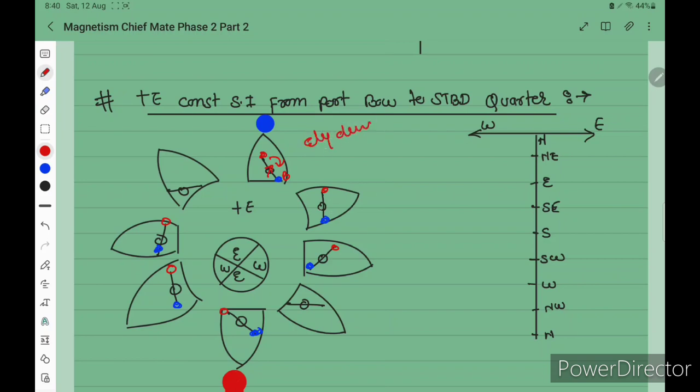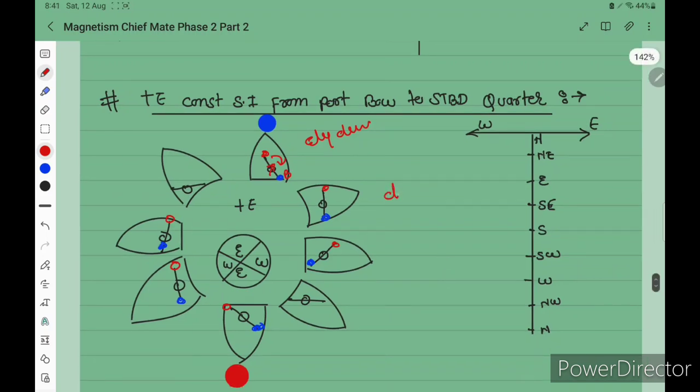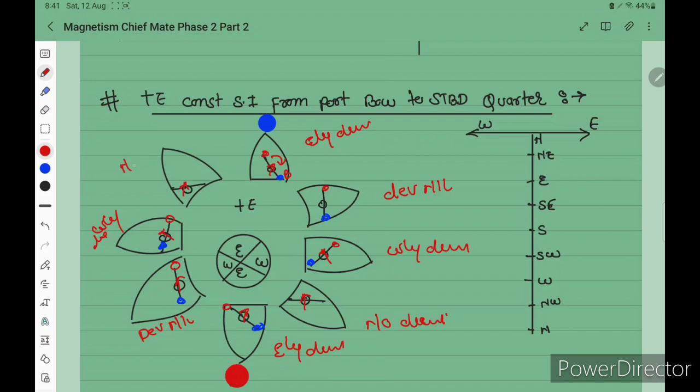Here it is in line with earth magnetism, so deviation nil. Here it attracts towards blue, so westerly deviation. Here no deviation. Repel the same red, so it will be easterly deviation. Here deviation nil because it is in line. Westerly deviation, no deviation.